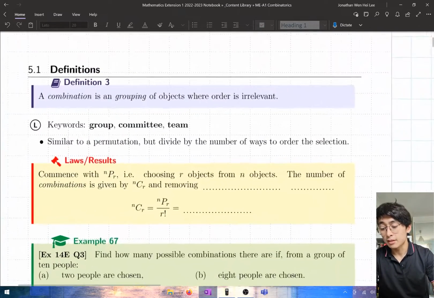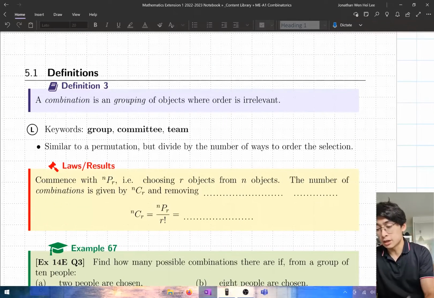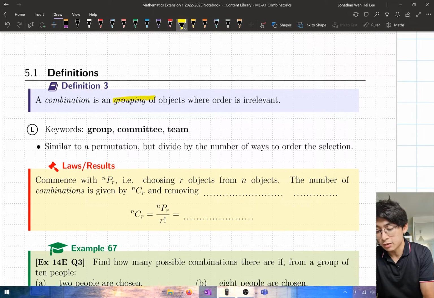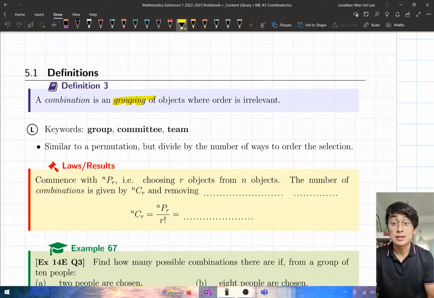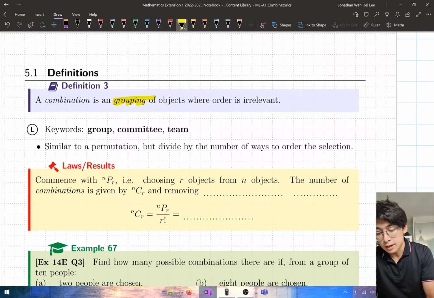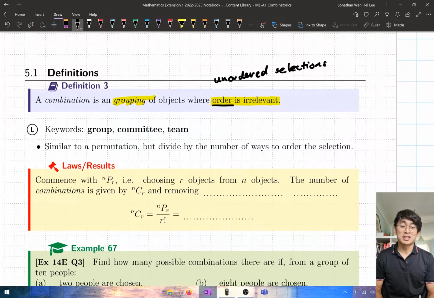Now, there's a definition here of what makes a combination different from a permutation. A combination is once again very similar. It is a grouping of objects. So we're once again looking at groups of objects. But in this case, and this is an important part with combinations, the order is irrelevant. Sometimes this is called unordered selections. And so what we're imagining here is what happens if we want to select a group, but it doesn't matter what order they come in.